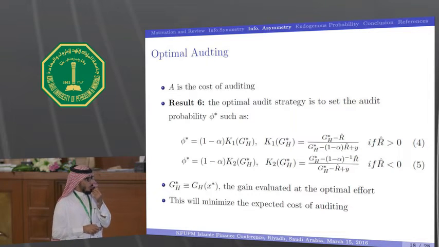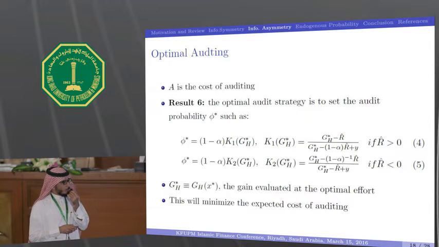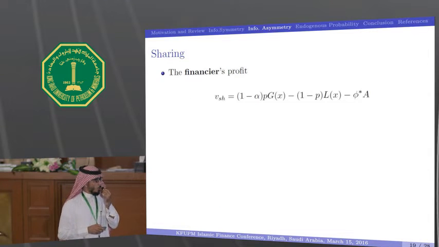In this case, from this result, we found the optimal auditing likelihood. The idea here is just that the financier is trying to minimize the expected cost of auditing. If he is minimizing the expected cost of auditing, then these two are the optimal audit probabilities. Remember, this one is a function of the gain under the optimal effort, which is known by both.